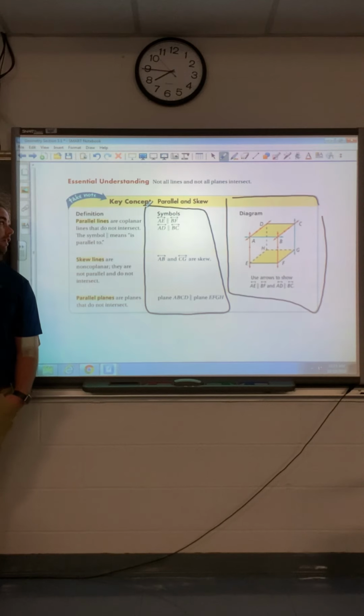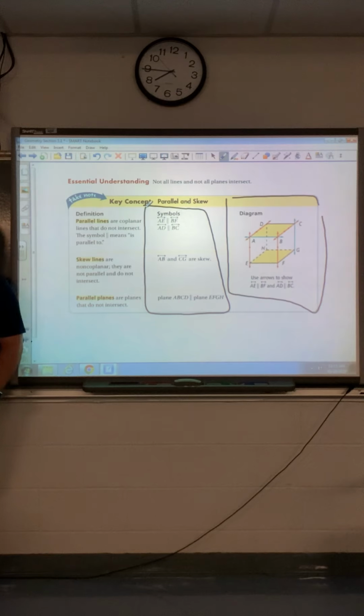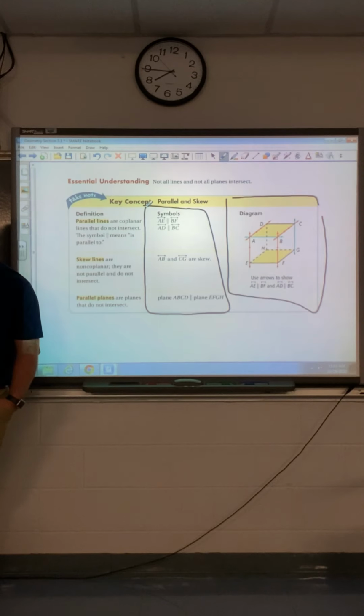All right, let's start with these. Parallel lines. You should, by this point in your life, know what parallel lines are, correct? What are lines that are parallel to each other? What's the rule? They don't have to go straight across. They can go sideways. They're parallel to each other.